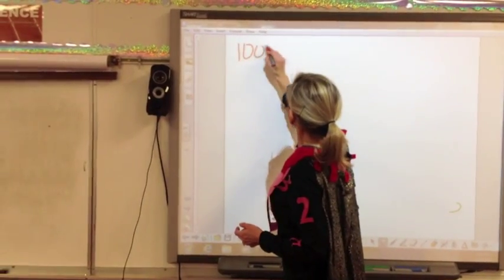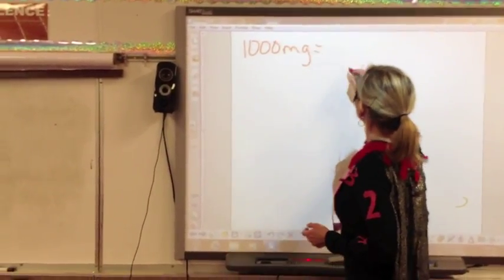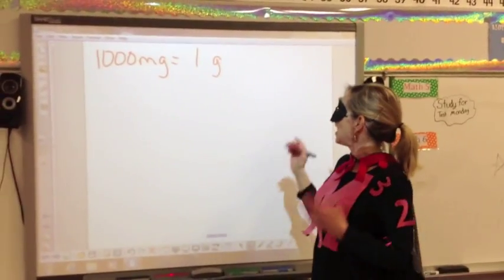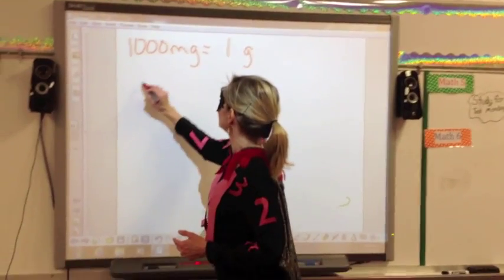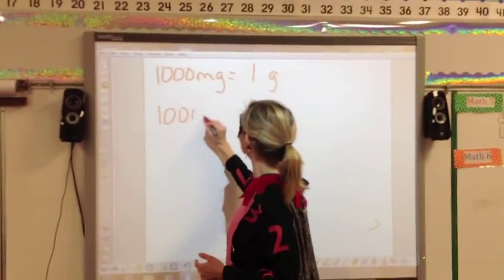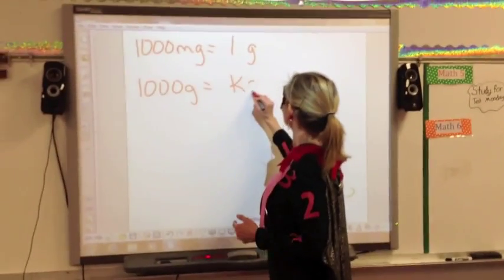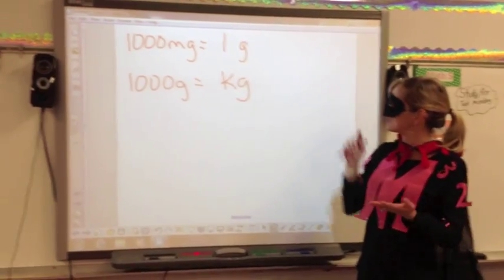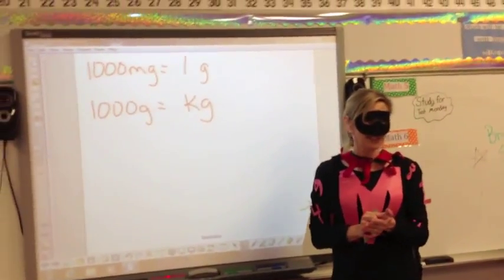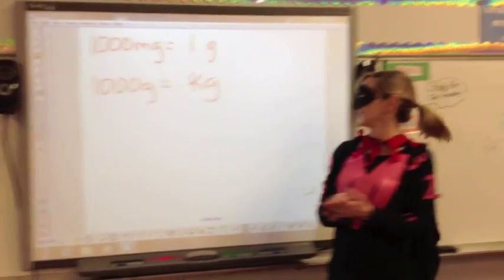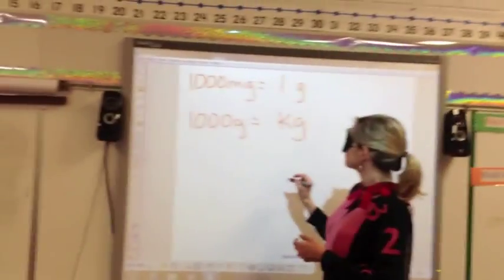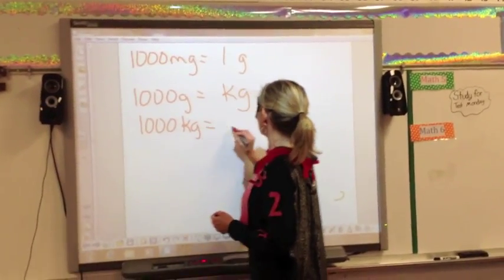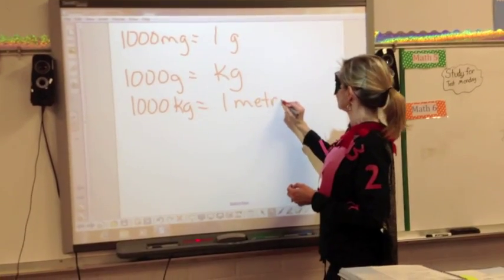You need to know this, so take notes. 1,000 milligrams equals 1 gram. The other thing we need to know is how many grams there are in a kilogram. There are 1,000 grams in a kilogram. I haven't come up with a good shortcut for kilo, but kilometer was 1,000 meters, so a kilogram is 1,000 grams. And then 1,000 kilograms equals 1 metric ton.